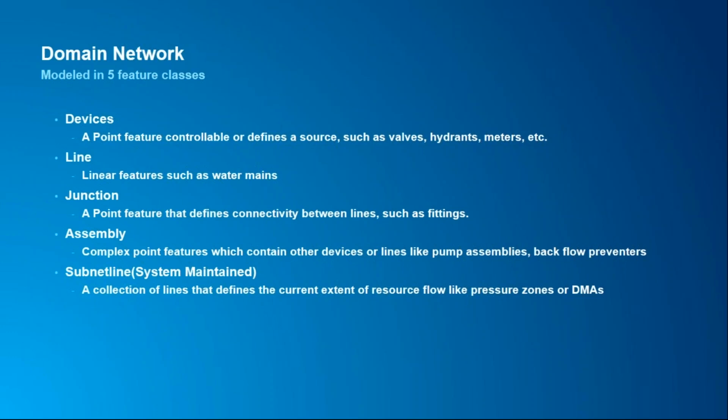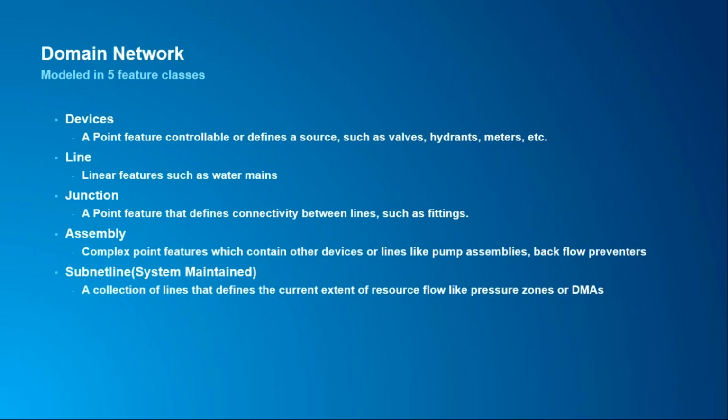Assemblies are those complex features that David mentioned earlier, such as when we want to model what a PRV really is, or a backflow preventer. It's a collection of devices. We can now model that there's a single location, and in that single location, we can open it up and see all the different elements that compose that device. And then there's a subnet line.